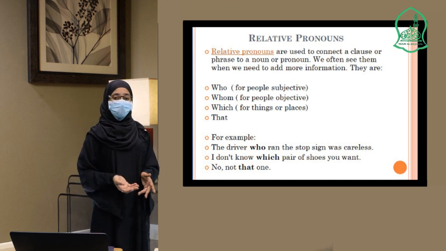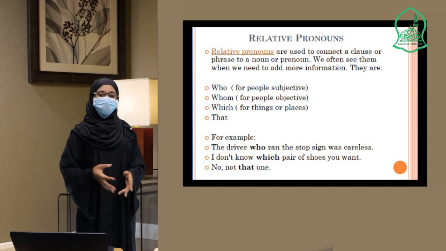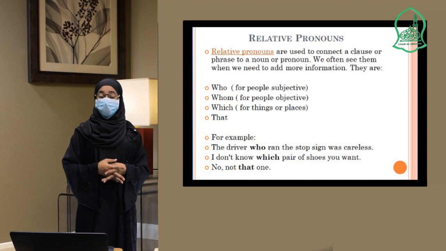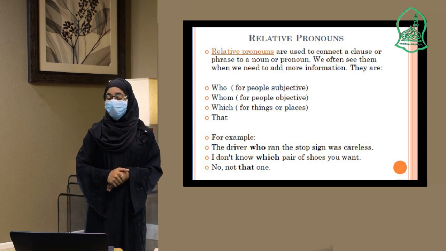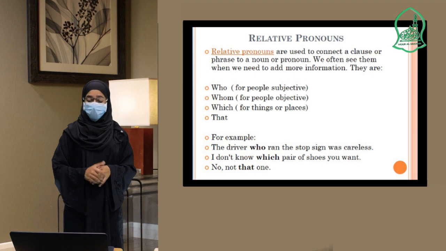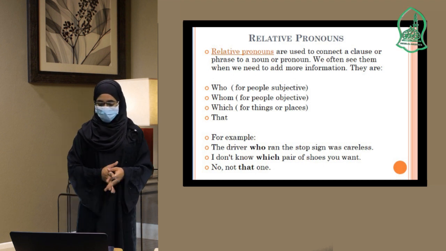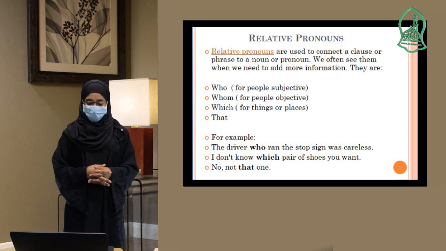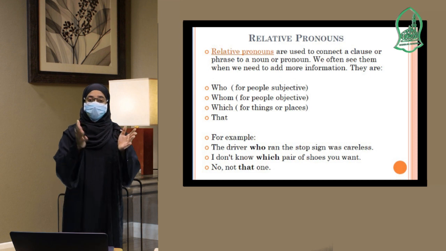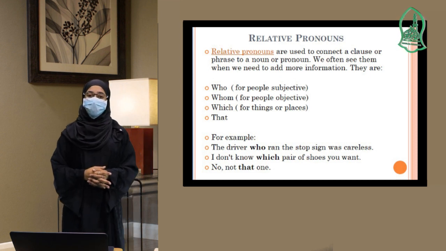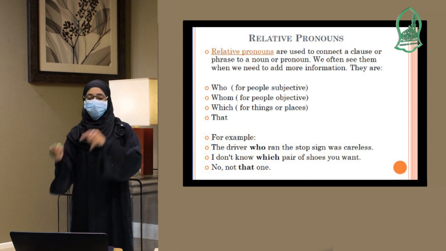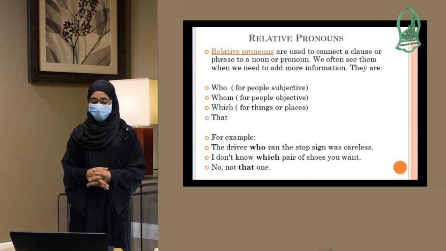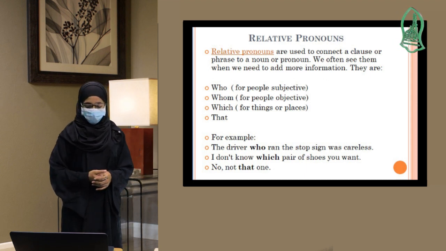Now we understand, okay, the driver you are talking about, you're giving us information that he ran the stop sign and he was careless. We used the relative pronoun who to explain more about that driver. And then we have which for things or places. I don't know which pair of shoes you want. Which relates to the shoes and gives information about them. So it relates between the shoes and the information about it.